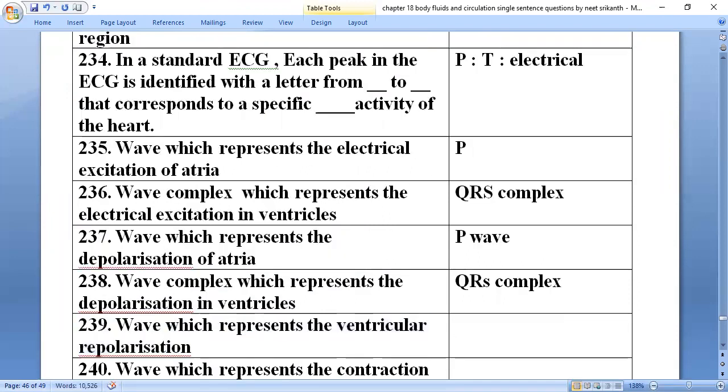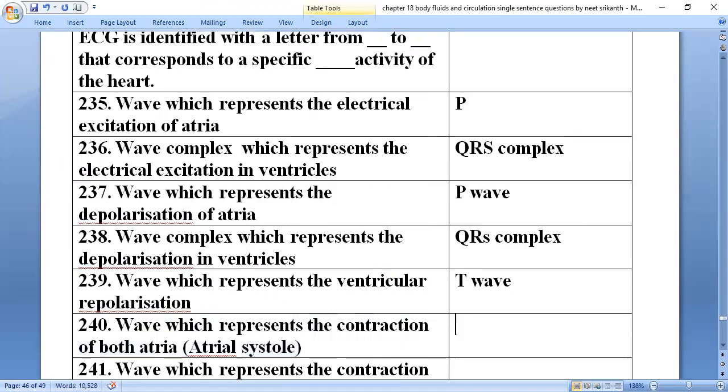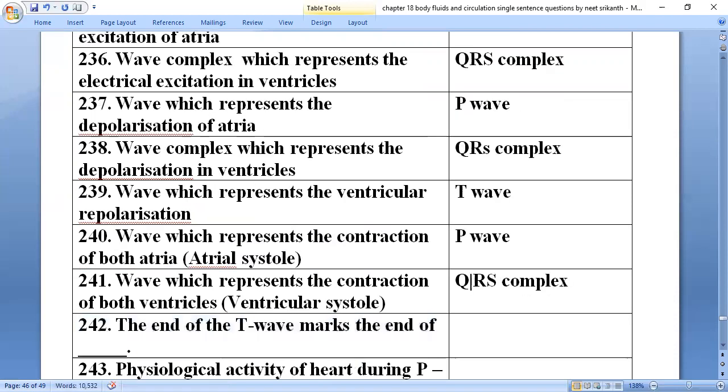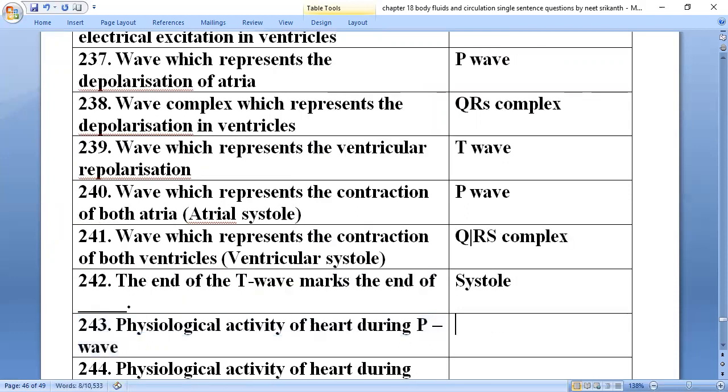Wave which represents the ventricular repolarization, T wave. Wave which represents the contraction of both atria, P wave. Wave which represents the contraction of both ventricles, QRS complex. The end of the T wave marks the end of systole.